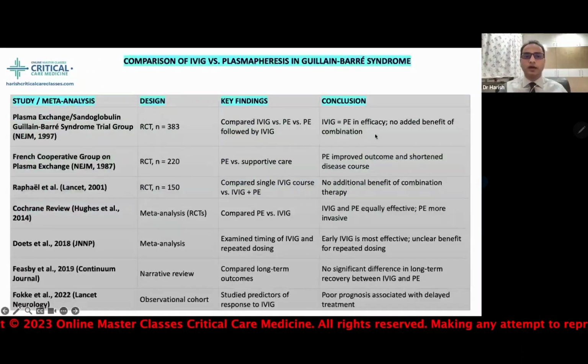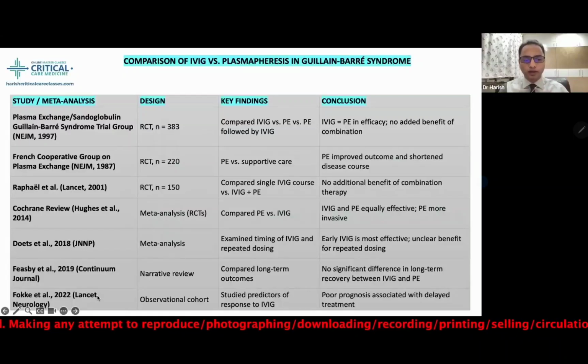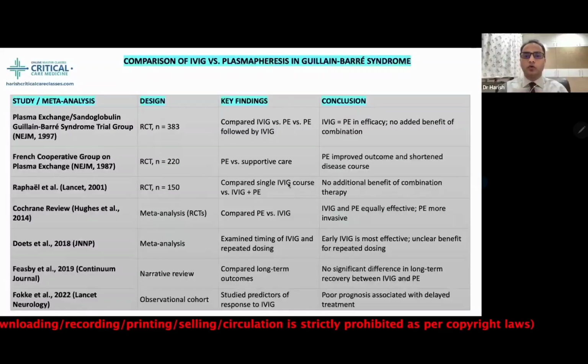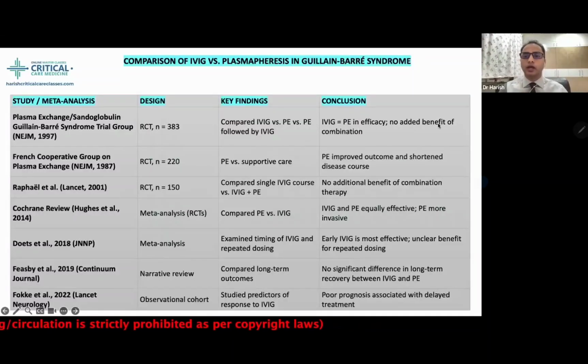Again, this is the available evidence in terms of RCTs and meta-analysis. Okay, lots of data, including 2022 data from the Lancet, is available comparing plasmapheresis with IVIG. IVIG is equal to plasmapheresis in efficacy, with no added benefit of combination. Plasmapheresis improved the outcome and shortened the disease course. No additional benefit of combination therapy. IVIG and plasma exchange are equally effective.